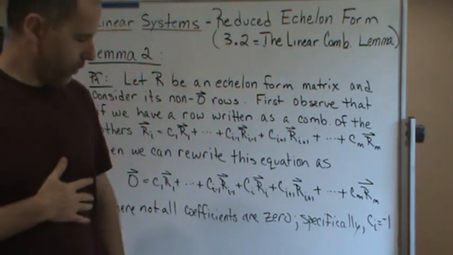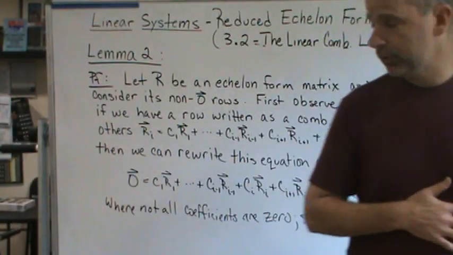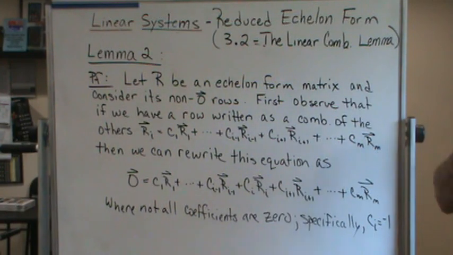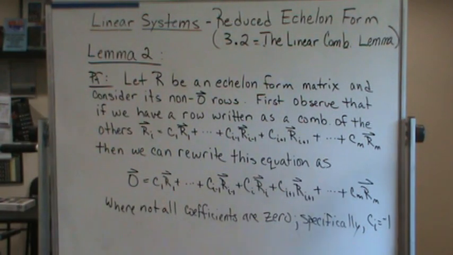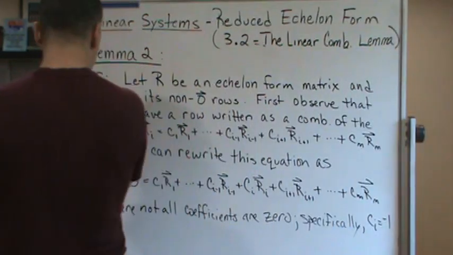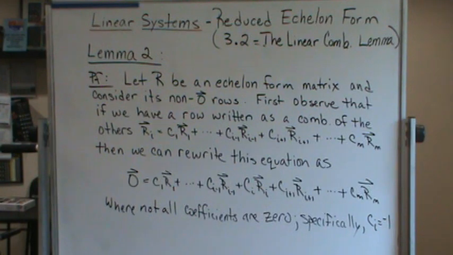Okay, welcome. So we're going to do the first proof, the first part anyway. I'm going to split this up into a couple of videos. So the proof of this lemma, we're going to start off by going through this part right here. It says let R be an echelon form matrix, and consider its non-zero vector rows.